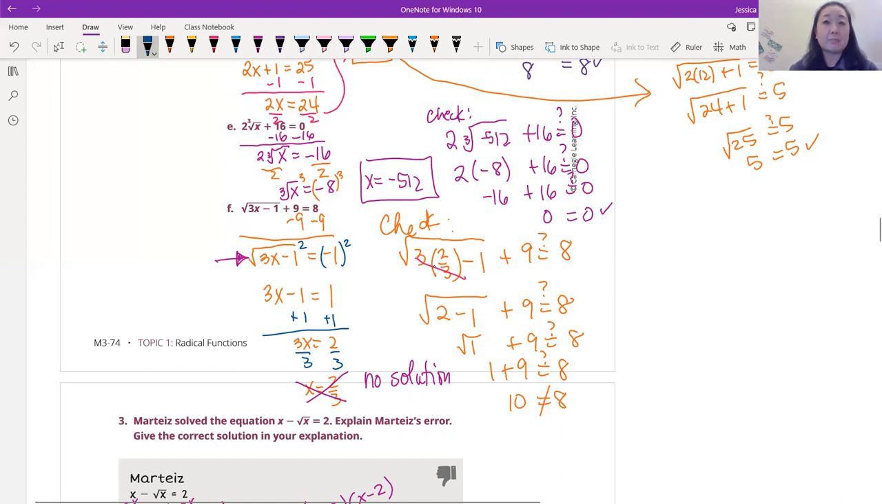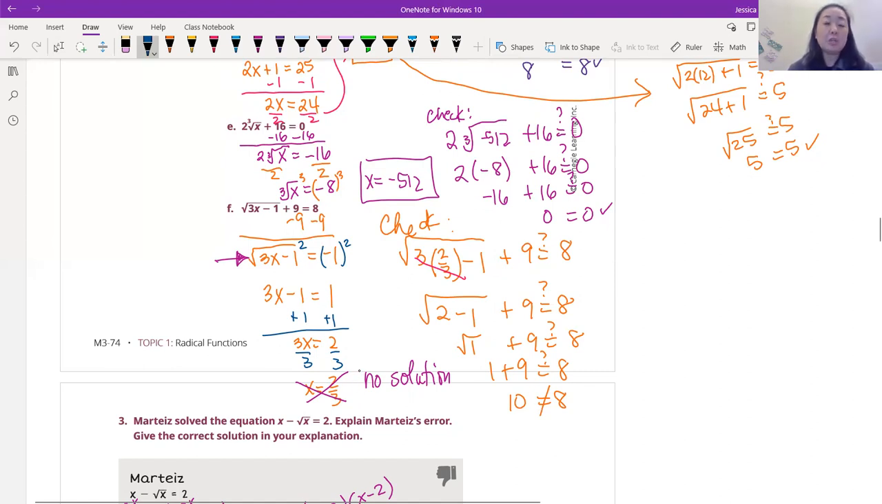So now we're going to check it. Plug in 2/3 for x. The 3's are going to cancel out. We just get 2 minus 1. And 2 minus 1 is 1. And square root of 1 plus 9 is 10. Now 10 does not equal 8. So notice I put a little slash right there on the equal sign to show that it's not equal. Therefore, it's not a solution.